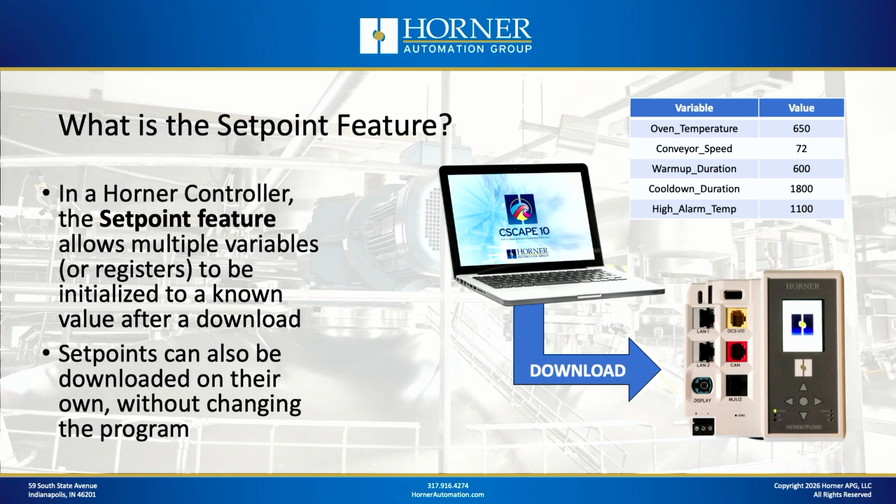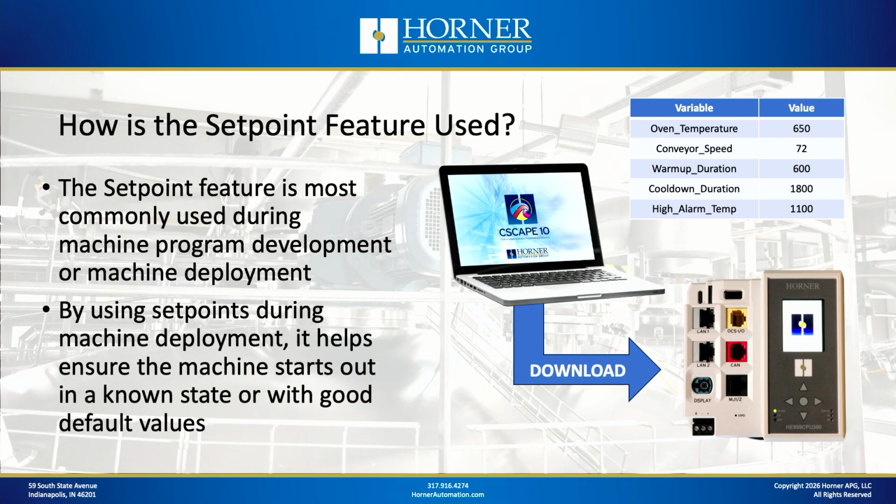And when are those key points that you want those variables to have known values? Well, most commonly, it's on a download. It may be when you're doing program development and trying to make sure that the machine is going to react the way you want, so it's starting out with known, safe values for key variables. Or maybe it's during deployment, where you're deploying the machine for the first time and you want to make sure that the customer receives the machine in a state where, again, these key variables are at known values where they can use the machine appropriately and then maybe make adjustments from there.